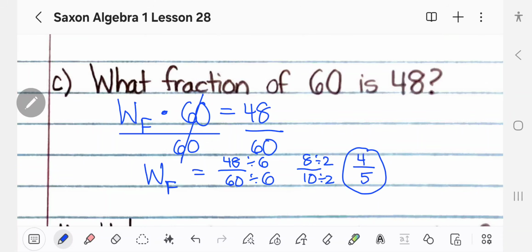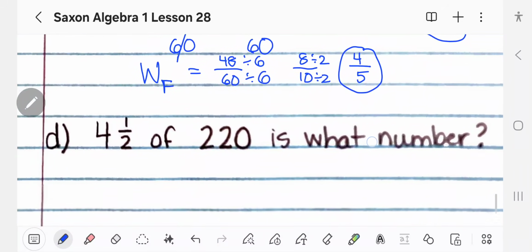What fraction of 60 is 48? And again, you can check it. 60 times 4/5. 60 divided by 5 would be 12, and then times 4 would be 48. So we know, yes, it works.